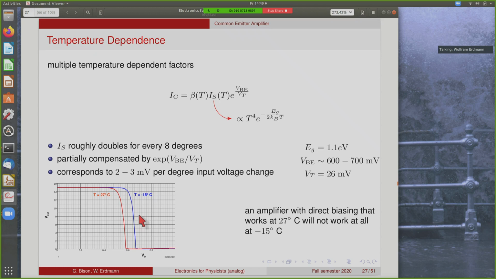So between these two temperatures, there's no overlap between the working ranges of the amplifier. So if you want something that is not terribly dependent on the ambient temperature, then you have to do something else.